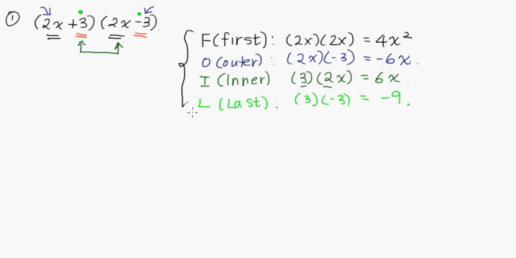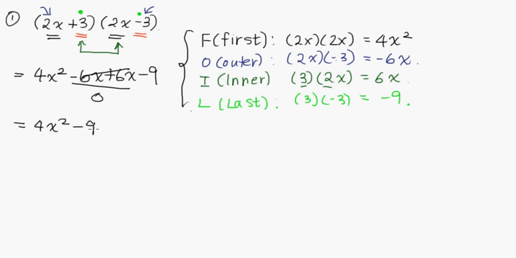Okay, now we have to add these up. So we get 4x squared minus 6x plus 6x minus 9. What do we have here? So we see that negative 6x plus 6x becomes 0. And we get 4x squared minus 9. So the middle term disappears.